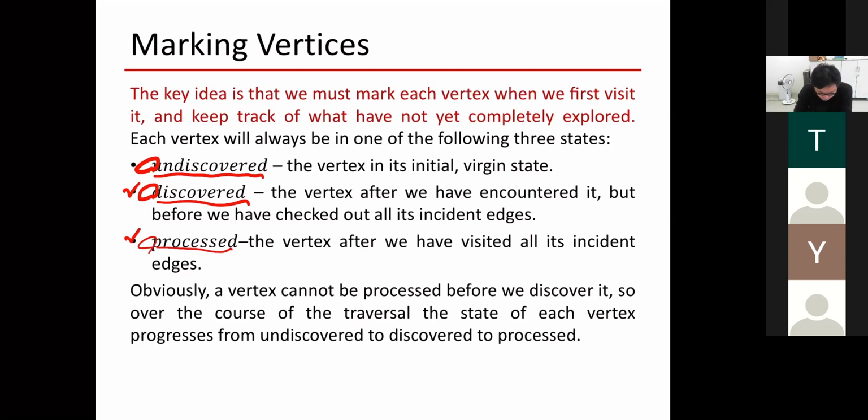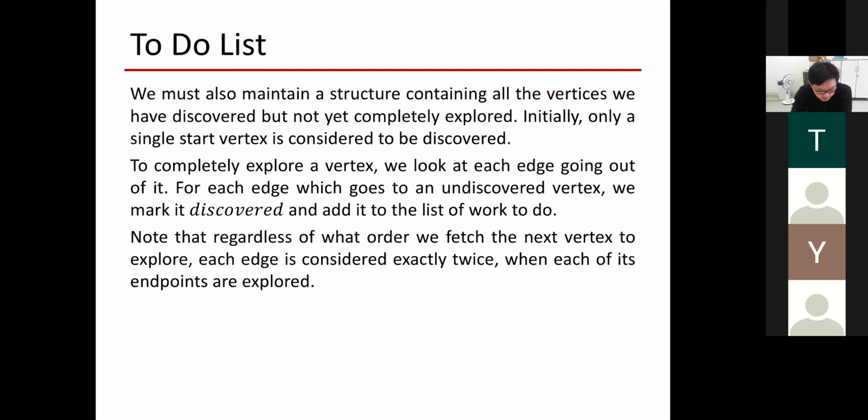Okay. So the to-do list maintains what to do in the visiting process. To completely explore a vertex, we look at each edge going out of it, meaning we go through the steps undiscovered, discovered, processed. Regardless of what order we fetch the next vertex to explore, each edge is considered exactly twice. Why?